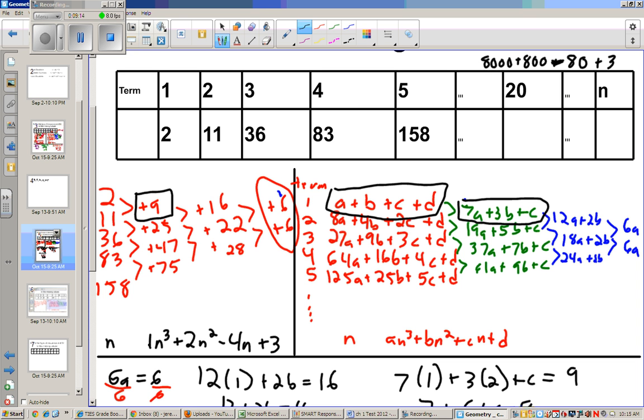So 8,000 plus 800 minus 80 plus 3 will give us 8,723. And here is our nth value for our function.